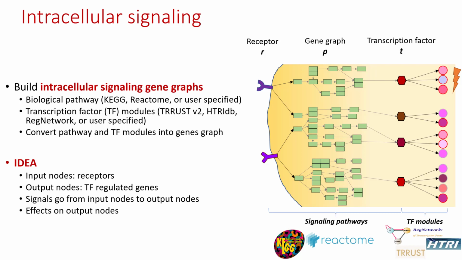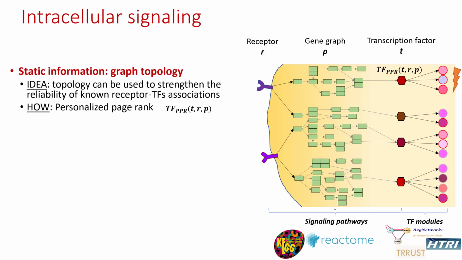This also tells us which transcription factors are reachable by receptors, and so which transcription factors could receive the intracellular signaling triggered by a given receptor. This receptor-transcription factor a priori association is what we use as the first piece of information to compute the intracellular score. Indeed, for each transcription factor in the gene graph we compute the personalized PageRank score of its node, using the receptor as a seed node. This is a way to measure how reachable the transcription factor is from a given receptor, and so to quantify the receptor-transcription factor association using the topology of the intracellular signaling gene graph.